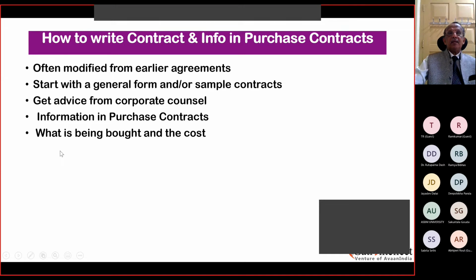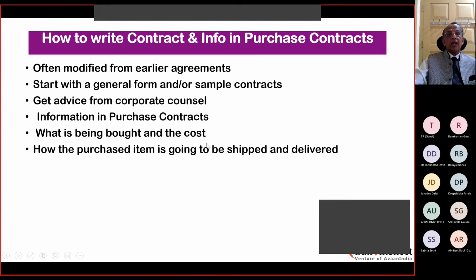Okay, what is a contract? What is being bought and the cost? See, what is being bought, from where, which country, and how it is going to come? Yes, these are things which we will see as we go along. How the purchased item is going to be shipped and delivered. Can anybody suggest this one? How is it going to be?